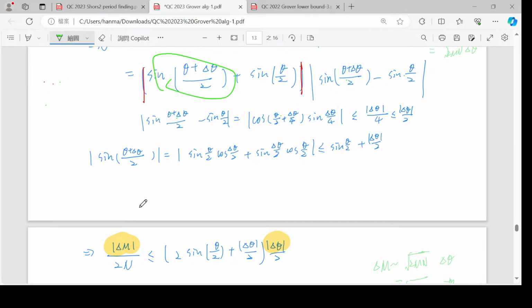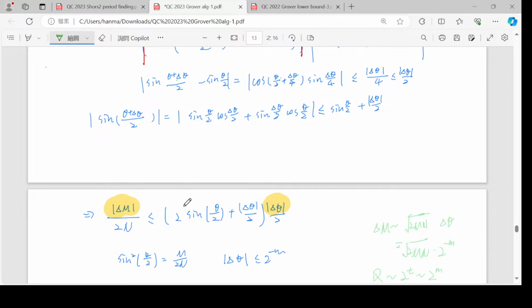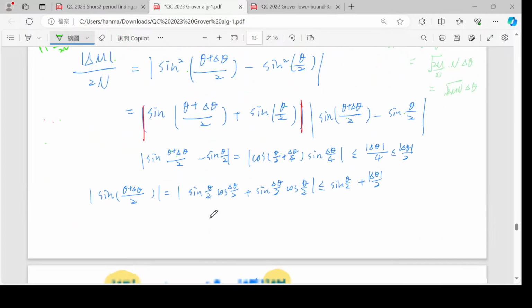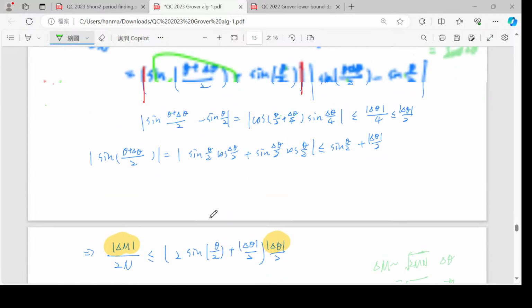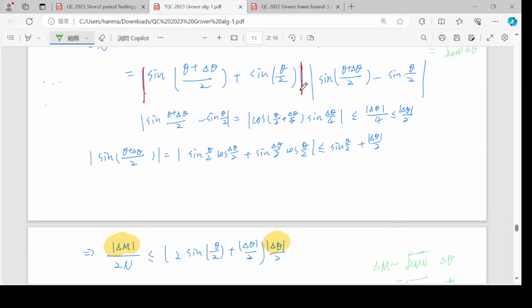Anyway, now we have everything together. So now we put everything together. This thing is upper bounded by, so the first term becomes sine theta over 2 plus delta theta over 2.